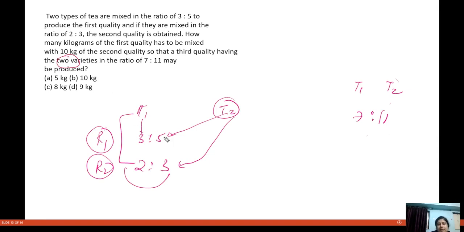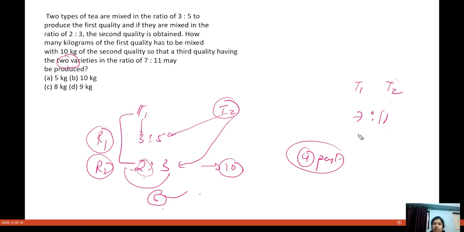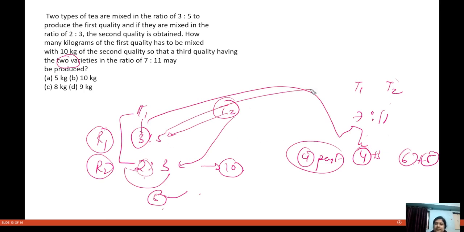But now it is saying we are mixing 10 kg of this. Because this is 5 parts, in 5 parts you are having 2 parts of this, so that means you are having 4 kg. So I'm having 4 kg of T1 and 6 kg of T2, and I need 3 more and 5 more here to make it 7 is to 11. So 3 kg from here and 5 kg from here, and you get a 7 is to 11 ratio. So you get 8 here. 8 kg is your answer. I hope everybody understands this.